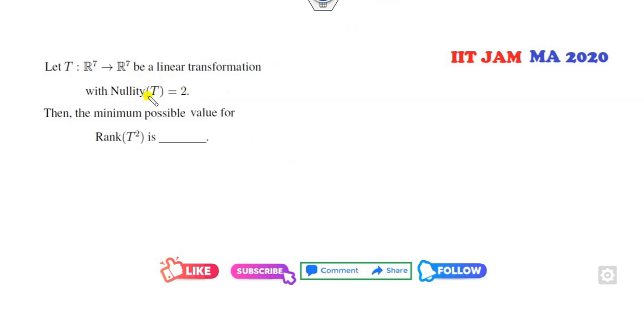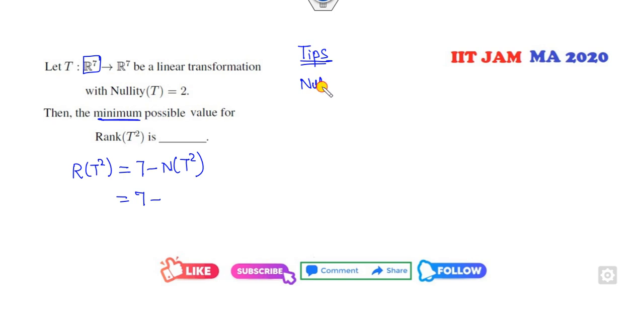Okay. Nullity of T, rank of T square. So rank of T square I can find as 7 minus nullity of T square. How can I find the nullity of T square? You have to find the minimum value. So firstly I will give the tips, and after that I will solve this problem by two methods. Remember, nullity of t raised to power n is always n into nullity of t. Fine. So what is the nullity of t square? n will be 2 into nullity of t, it is given as 2, so that means 4.